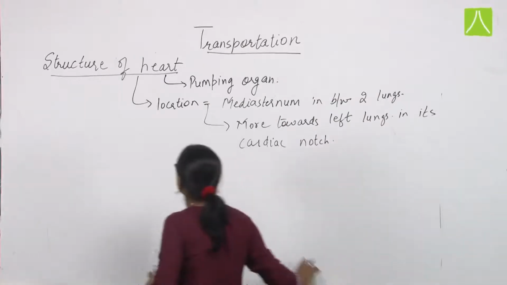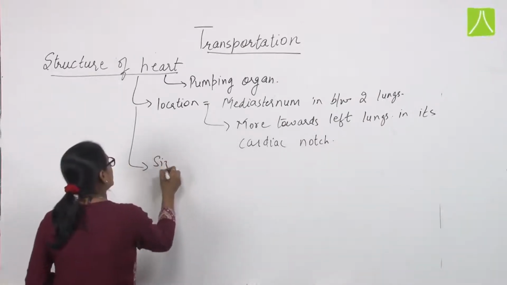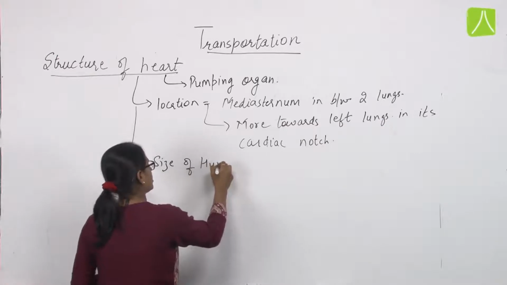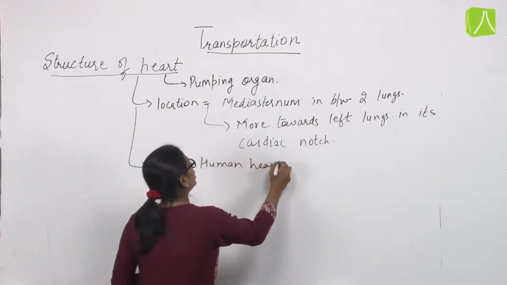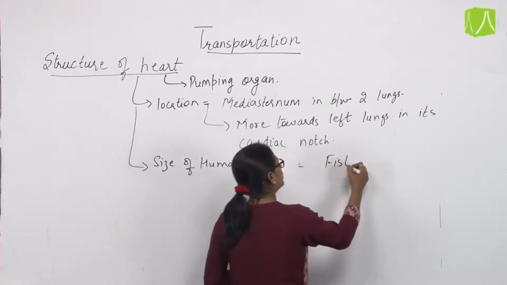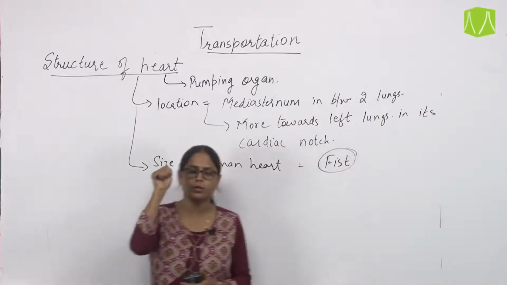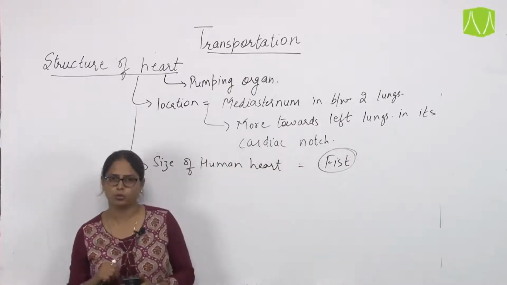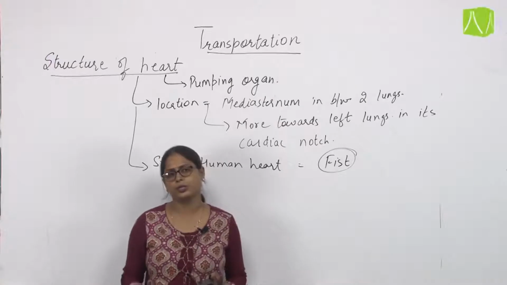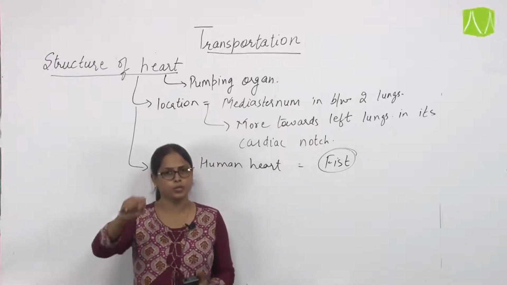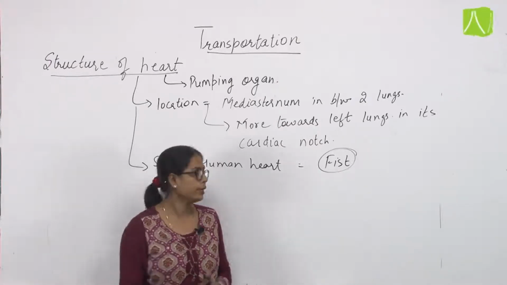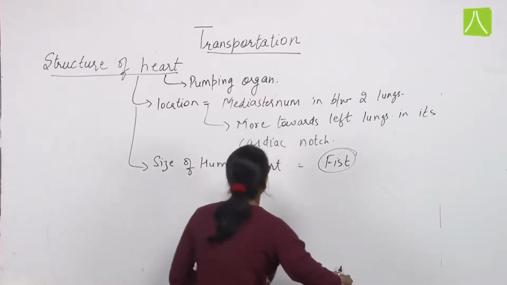The size of the human heart is similar to a fist. The fist size, that means जो मुट्ठी हमारी बनती है उस साइज का हमारा हार्ट होता है. जिस भी पर्सन की जो मुट्ठी की साइज होती है उसी साइज का उसका हार्ट होता है. Right? So this is the size of the human heart.